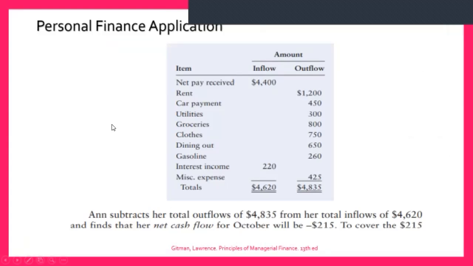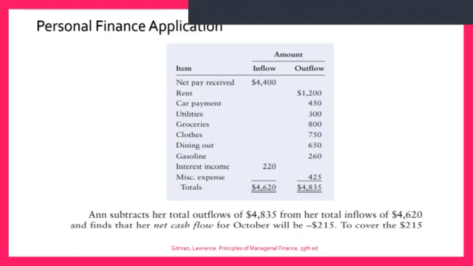Now, this is a personal finance application because we're dealing with finance. Let's put it together in our personal life. This is Anne's budget. You do a budget when you get paid. So she has net pay received, after all her taxes and so forth. She'll take home 4,400. Her expenses include rent 1,200. That's a good rent. Car payment 450. Utilities 300. Grocery 800. Clothes 750. Dining out 650. Gasoline is 260. Interest income, right? 220. So maybe she has an investment somewhere from which she is receiving interest. This is good. Miscellaneous expenses 425.